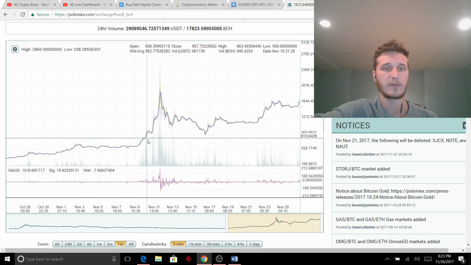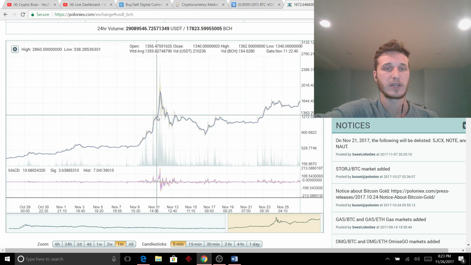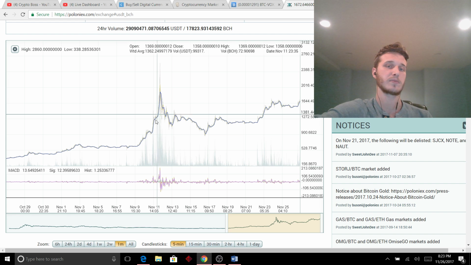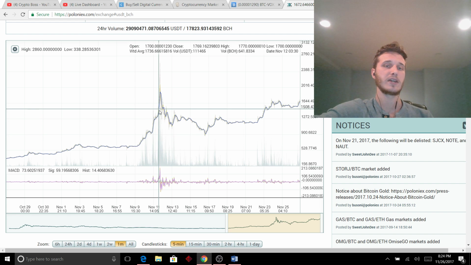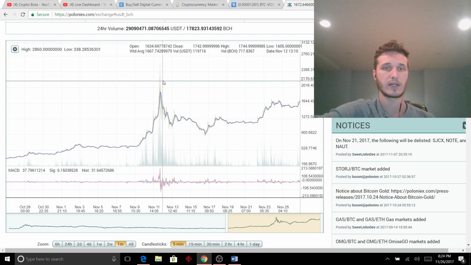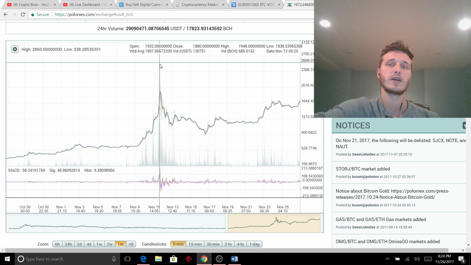And I didn't buy it until I was confident that it was going up, which for me was like, I bought it at 1,400. So I actually didn't buy it till here. I was late to the party, but I managed to sell it at the right price. So I bought it right there, and I sold it at 2,600. So I sold it right here.